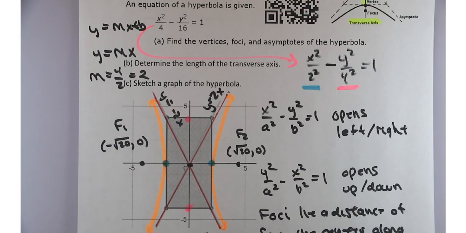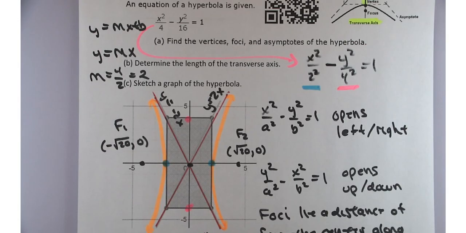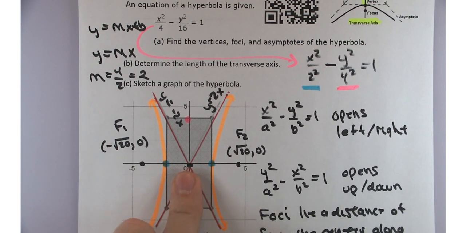In section 11.4 we're going to move away from having 0 as a vertex or 0 as the center. So in 11.2 our ellipses had a center of (0, 0), and in 11.1 our parabolas had a vertex at (0, 0). So, yeah, we're going to make this a little bit more general. Yep. So, good question.